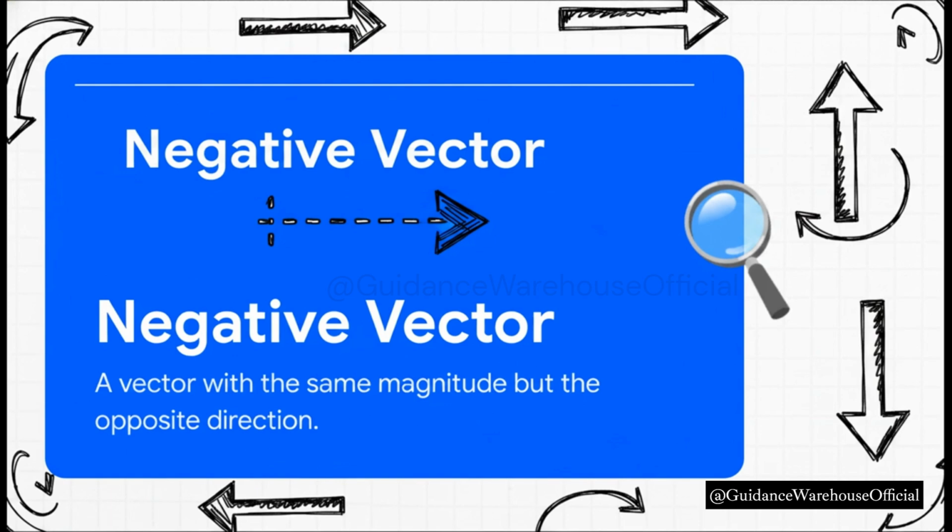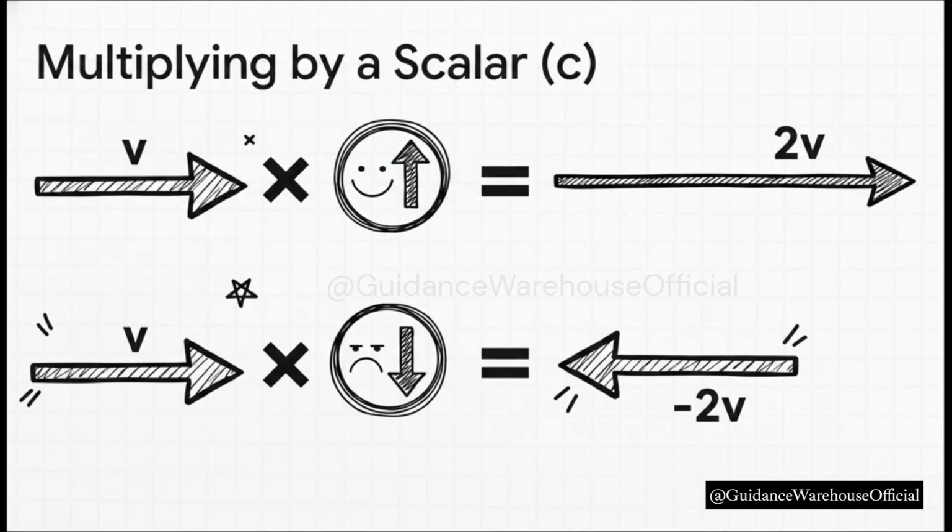So what is a negative vector? It could not be simpler. It's a vector with the exact same length, the same magnitude, but it's been spun around 180 degrees to point in the complete opposite direction. That's literally it. And finally, what happens when you multiply a vector by a regular number, a scalar? Well, if you multiply by a positive number, like 3, the vector just gets 3 times longer, but it keeps pointing the same way. But if you multiply by a negative number, like -2, 2 things happen. It gets twice as long, and it flips around to the opposite direction.